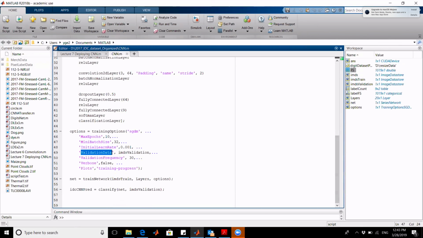And then you got the validation data, right? So that's your validation. And validation frequency is 30, which means that after 30 mini batches of training, it does a validation to report to you the accuracy on the validation data, okay? And then I'm not sure what the verbose setting is, I guess it's a print out. And then plots, we saw the plots before, okay? All right, so this is the training option, a lot of hyperparameters.